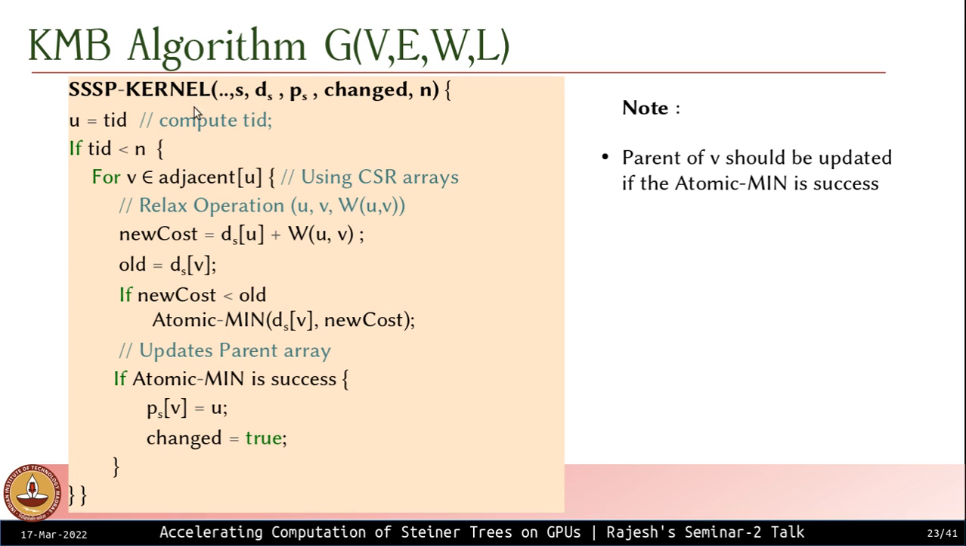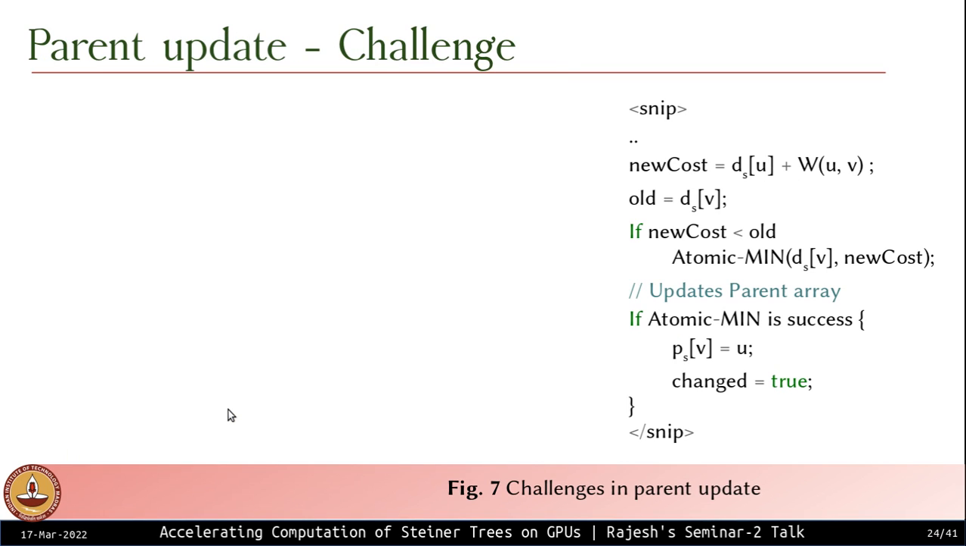So let's look at the SSSP kernel more carefully. There is a for loop running over all adjacent vertices of u. We are updating the distance atomically here, and when the atomic min is successful, we update the parent of that particular node. So is this enough? This code is buggy. It is not enough because we have a challenge in updating the parent array.